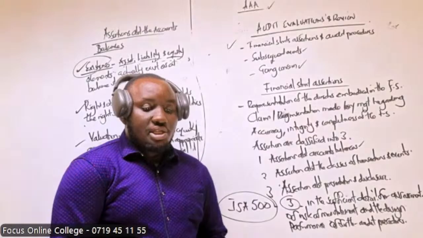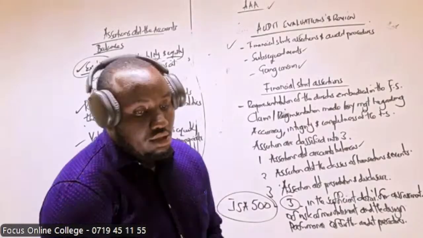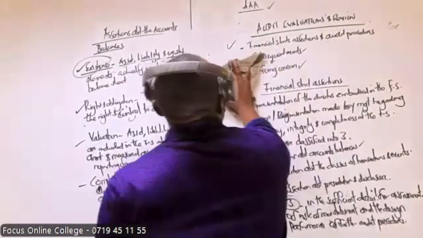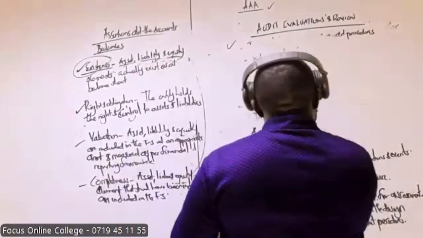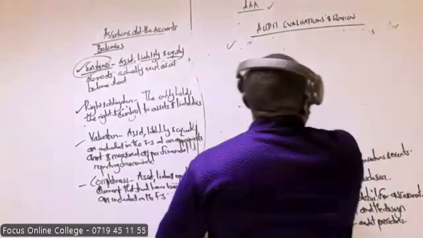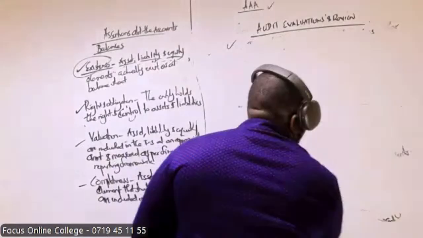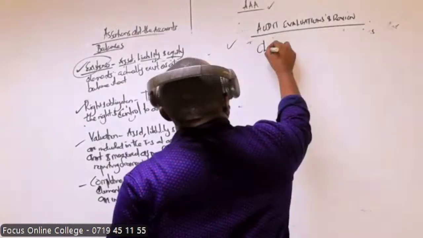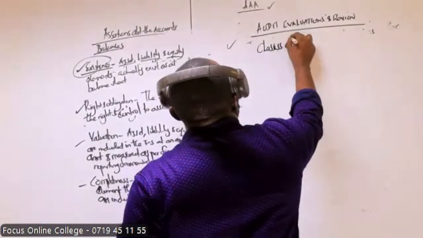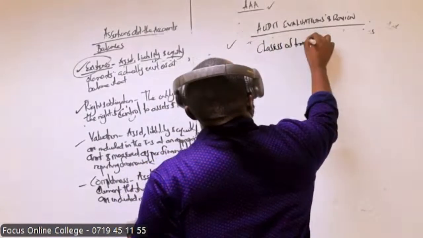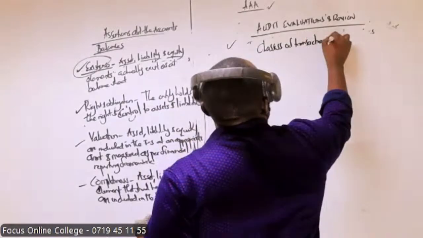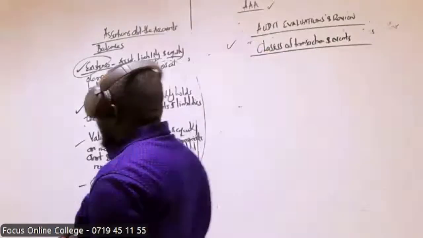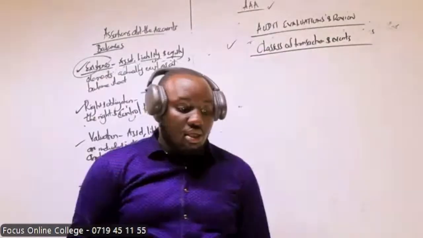That is on completeness. So then we go to assertions about classes of transactions and events. We just note classes of transactions and events. Assertions on classes of transactions and events, we have about five.